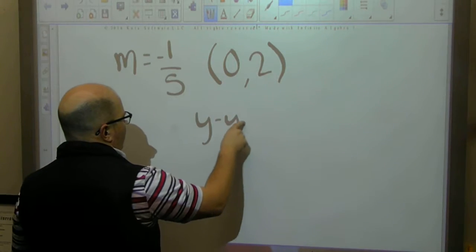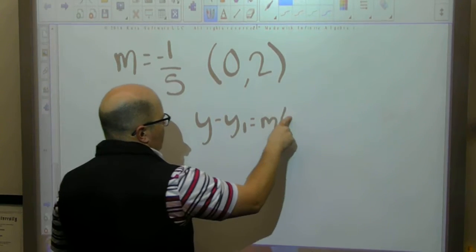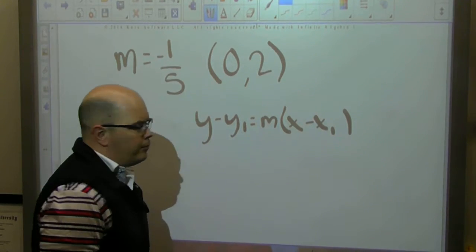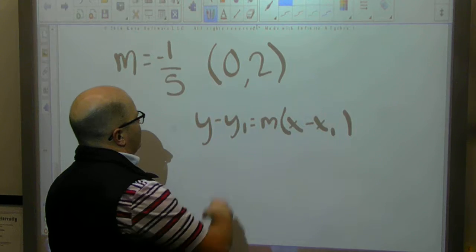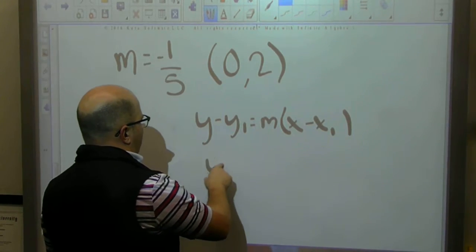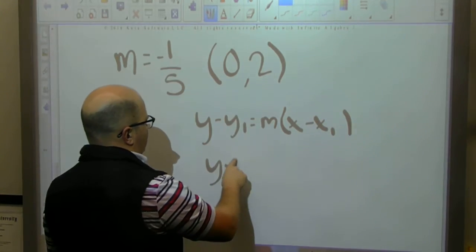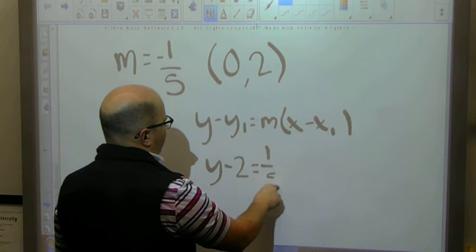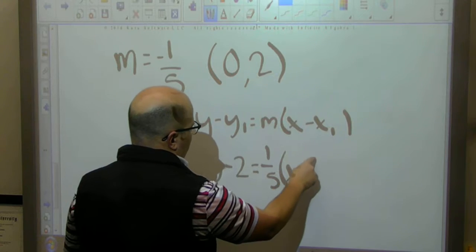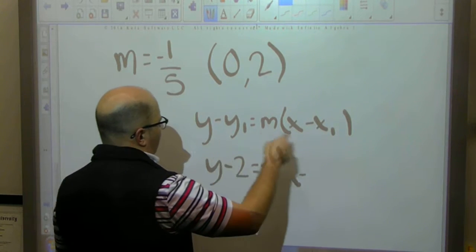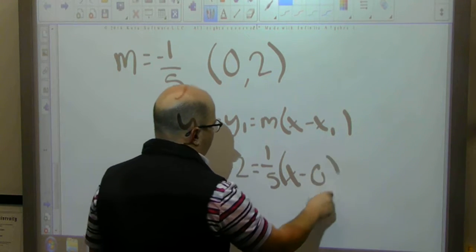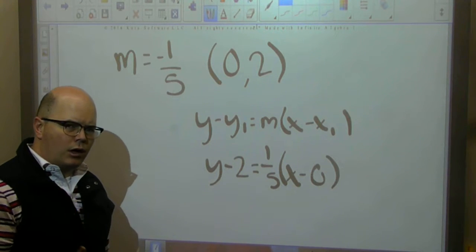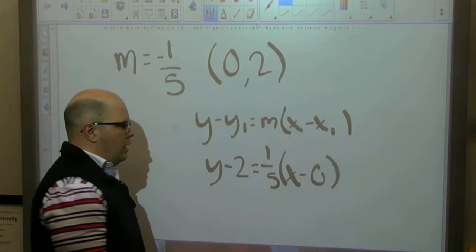y minus y1 equals m times x minus x1, because that's the point slope formula. Okay, and I'm just going to take everything I have and plug it in. So I'm going to go y minus 2 equals my slope, which is -1/5, times x minus my x1, which was 0. Okay, now I'm in point slope format. That's where I want to be, because now I just need to distribute and then isolate my y.